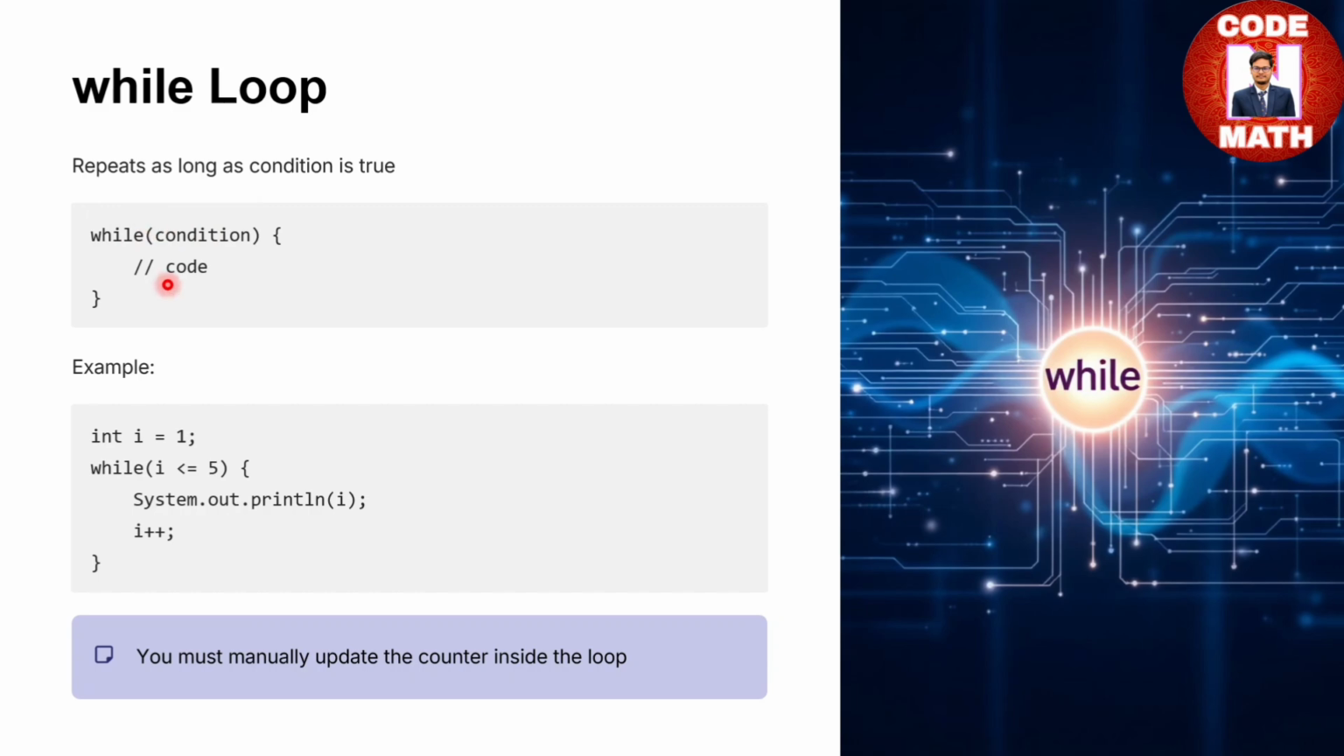So the syntax for this while loop is, we will first write the keyword while, then within the braces we will write the condition, that at what condition it will stop.